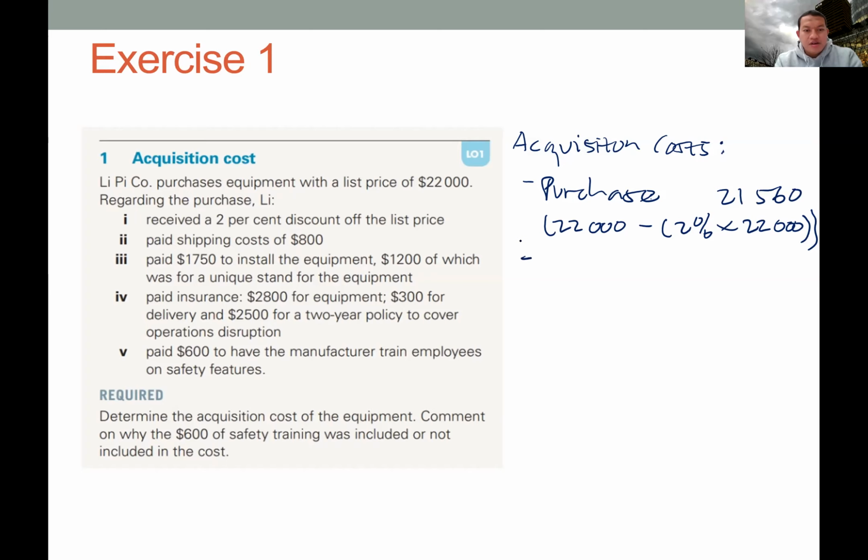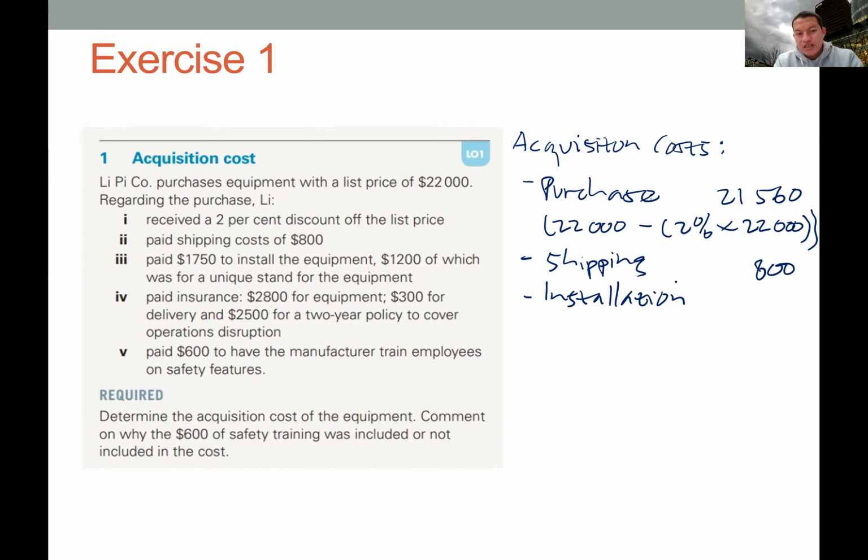The next one is the shipping cost. We have a shipping cost of 800. And then the installation cost. The installation cost in total is 1,750. Within the 1,750, there's 1,200 for a unique stand for the equipment.